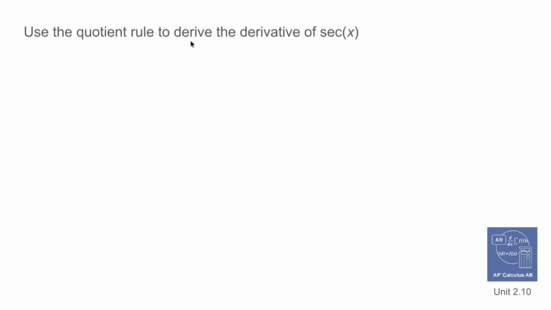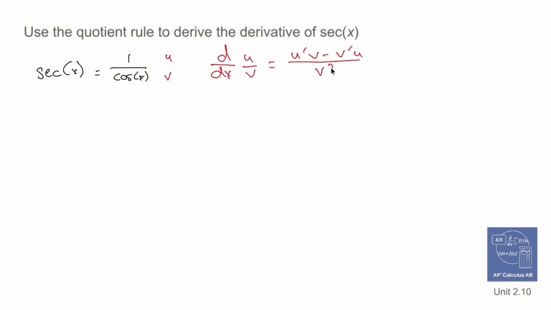Use the quotient rule to derive the derivative of secant x. All right, well, what is secant x? Secant x is 1 over cosine x. So I'm going to label u and v, and I'm going to remind myself that the quotient rule is the derivative of u over v is u prime v minus v prime u over v squared.